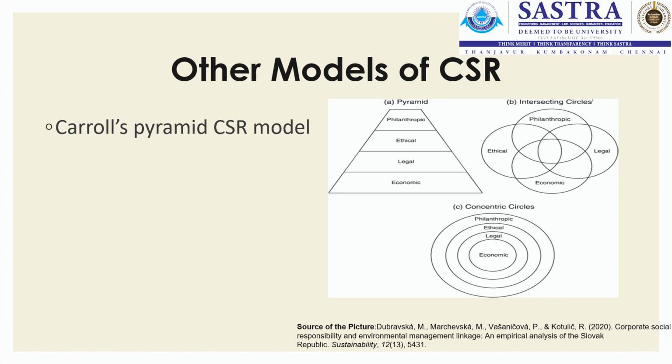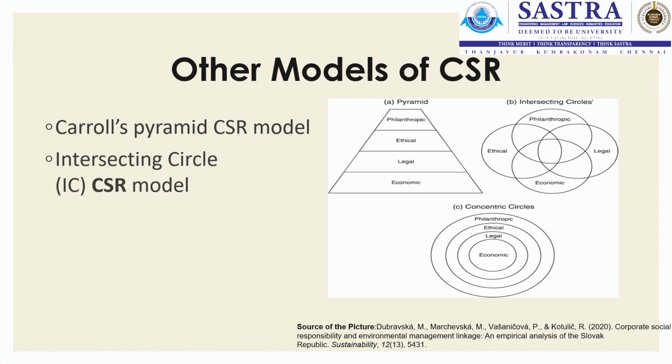So as per this model, there are different activities which the company can take up, but the most important is the economic benefits that the firm has to make, followed by legal, ethical and philanthropic. If you look at it, they are placing these activities in the order of importance.